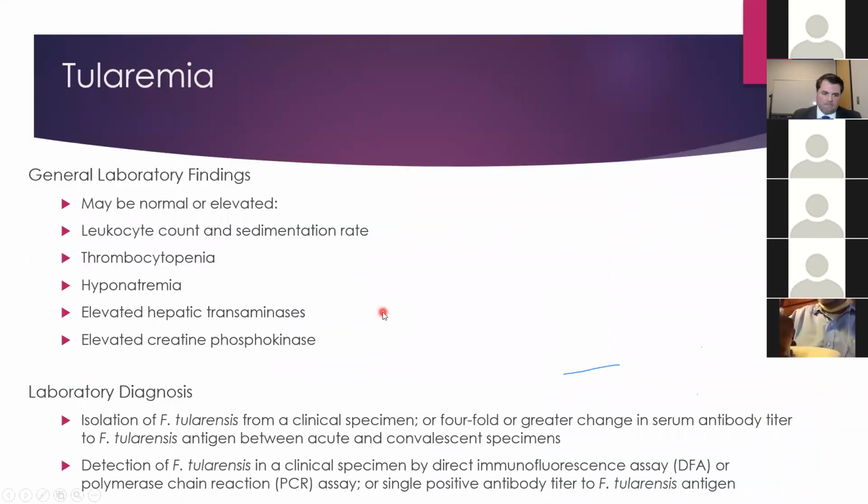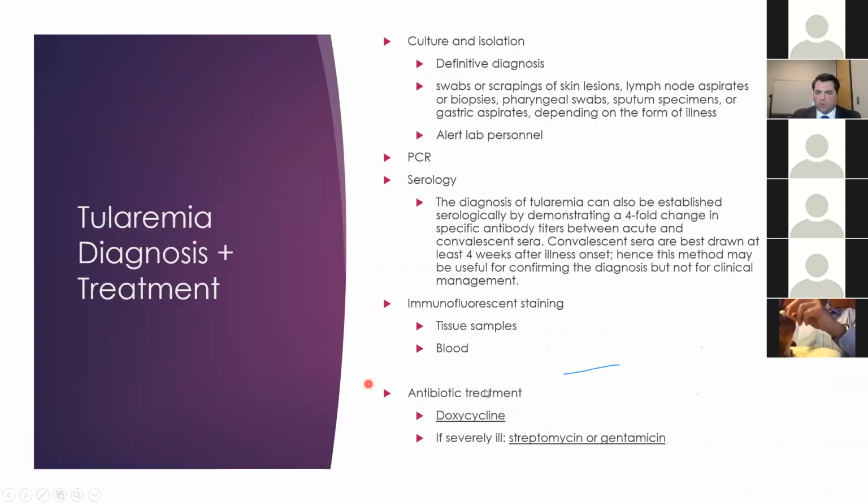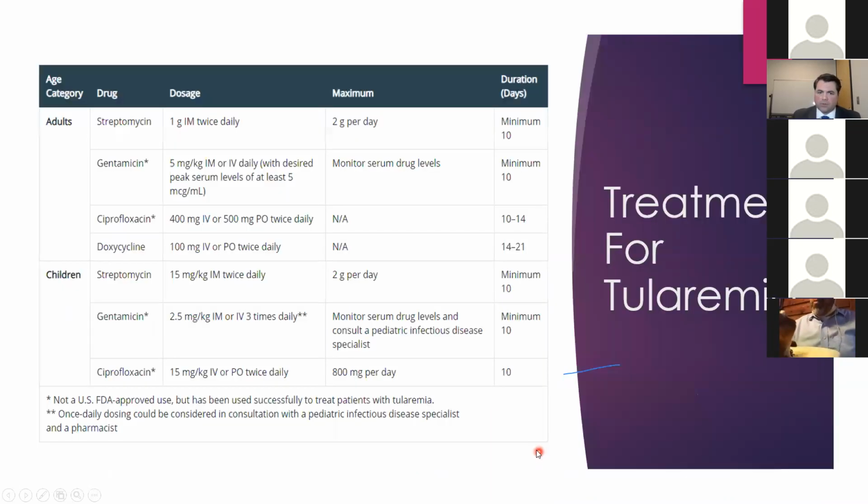on the skin. And laboratory testing, now if they have a good history, you can just treat, or you can look for a PCR or try and culture it from a wound if you have a wound. And the treatment here, you can give doxycycline, or if they're severely ill, streptomycin or gentamicin.